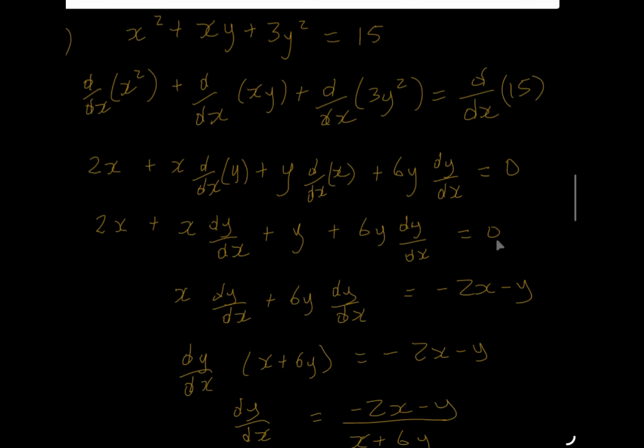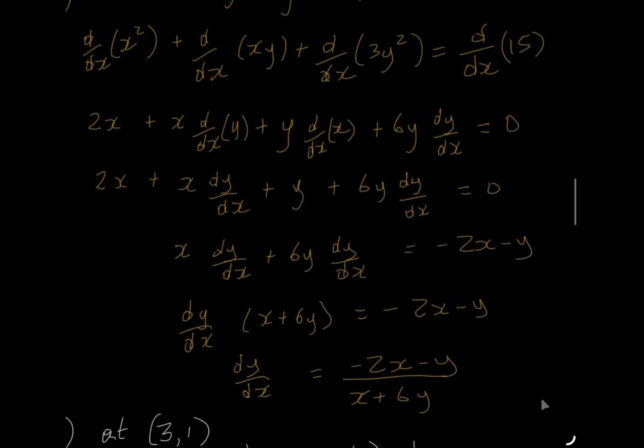Then bringing terms with dy/dx together, x times dy/dx plus 6y times dy/dx is equal to -2x - y. And so factoring out dy/dx, on the left side we have dy/dx times (x + 6y) is equal to -2x - y. And then dividing through both sides by x + 6y gives you dy/dx is equal to (-2x - y)/(x + 6y).